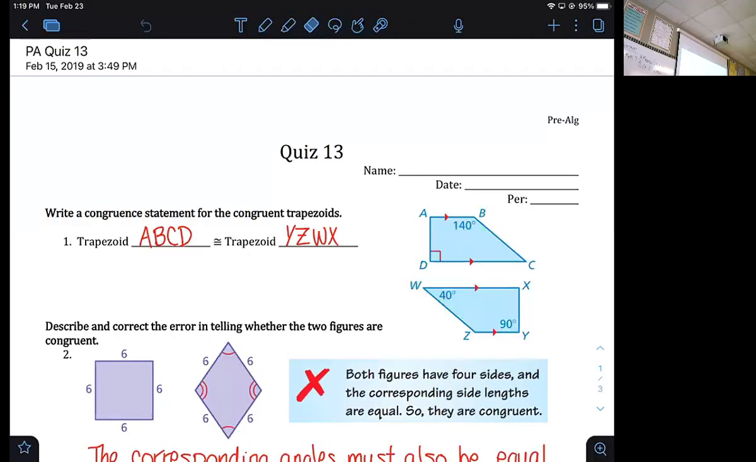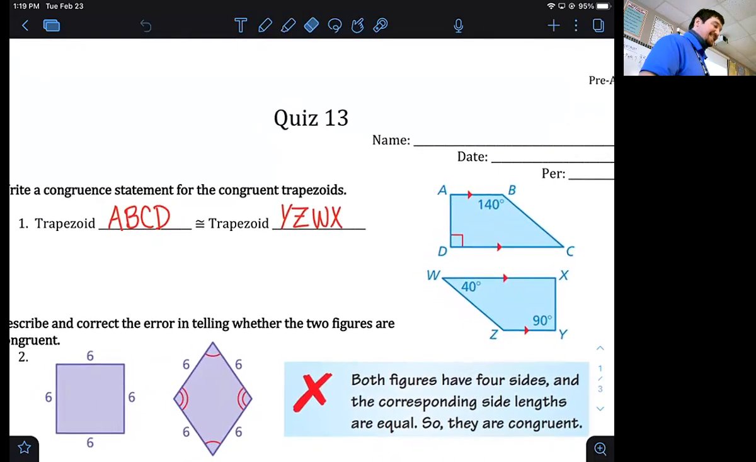Okay, let's go over the quiz. Number 1, trapezoid ABCD is congruent to trapezoid YZWX. I have to match up the corresponding angles here. Okay, so if I say ABCD like most of you did, angle A corresponds with angle Y.